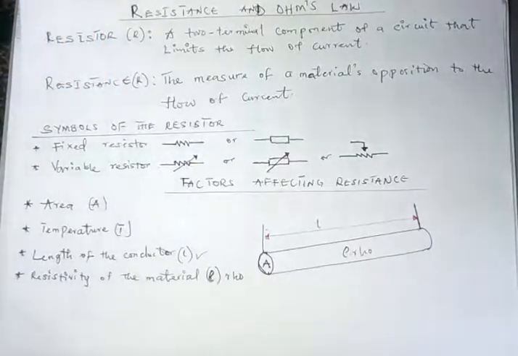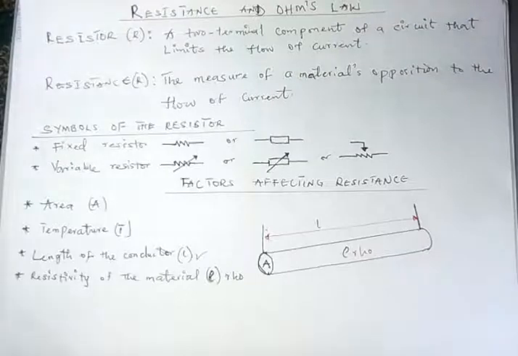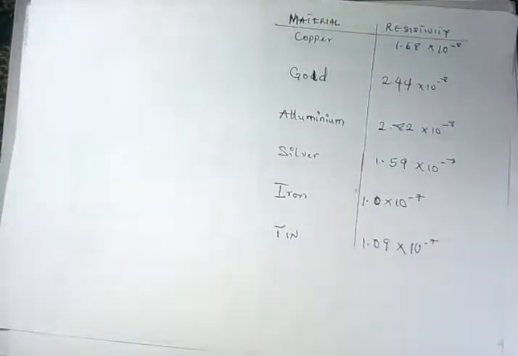So now let's take a look at some examples of materials with their resistivity values. Let me look at the one we have here. We have copper on this list. We have copper with resistivity of 1.68 times 10 raised to the power minus 8. We have gold as well, 2.44 times 10 raised to the power minus 8.